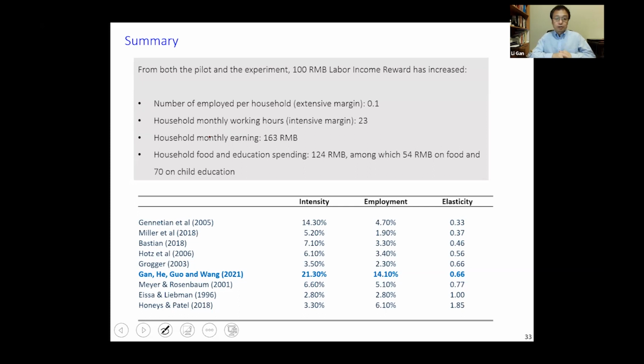All right, so let me summarize the results of this experiment. From the pilot experiment, a 100 RMB reward increased the number of employed per household, this is the extensive margin, by 0.1, household monthly working hours by 23, and household monthly earnings by 163 RMB. Household consumption increased by 124, of which 54 on food and 70 on child education.